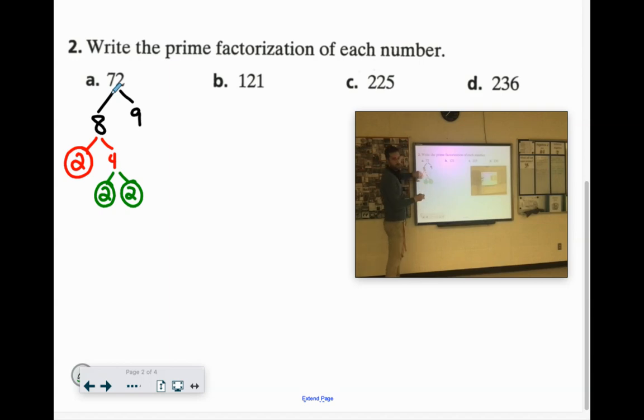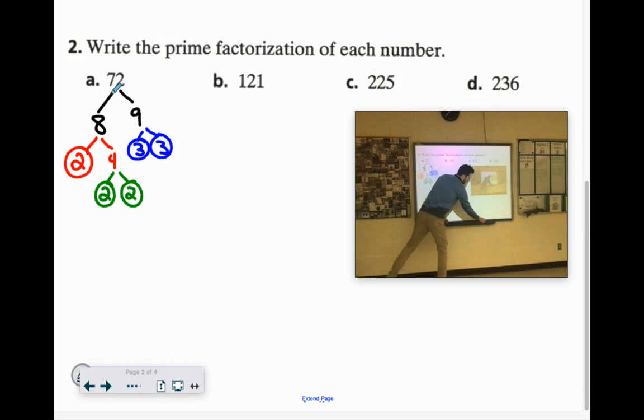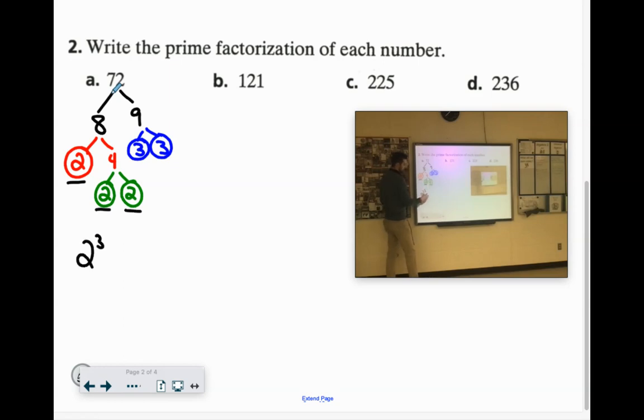So now this side of the tree is handled, my factor tree. So now we just need to work on the 9 over here. 9 is 3 times 3, and both of those are prime. As soon as you get everything circled on the bottom, you know you have all prime factors. So let's go ahead and write it from smallest to greatest. My smallest prime number is 2, and I have 1, 2, 3 of them. 2 to the third. Times our other prime factors are 3. We have 2 of those, so we'll say 3 squared.